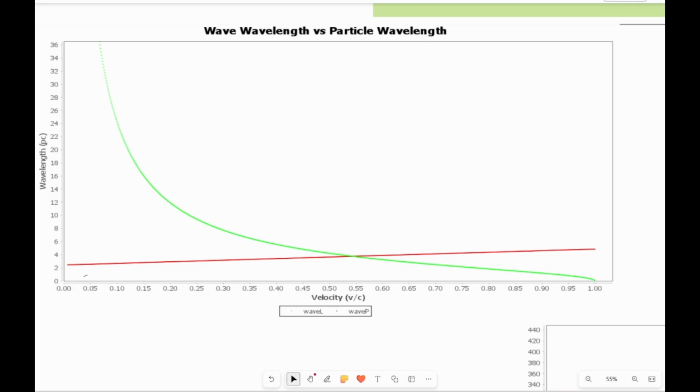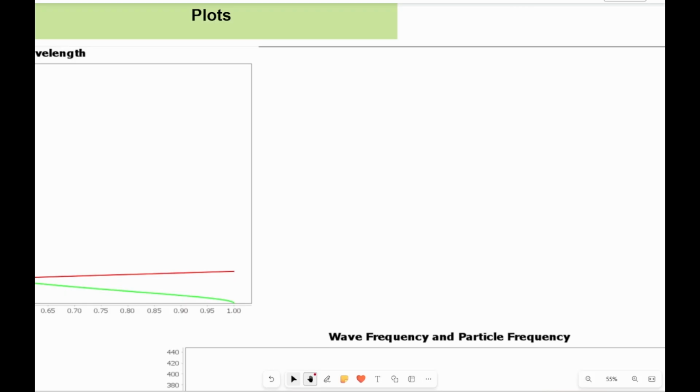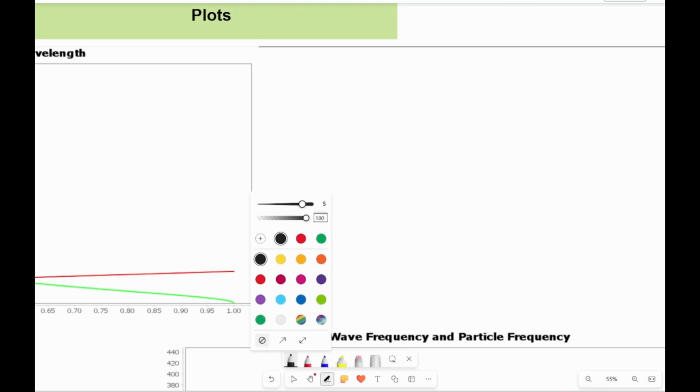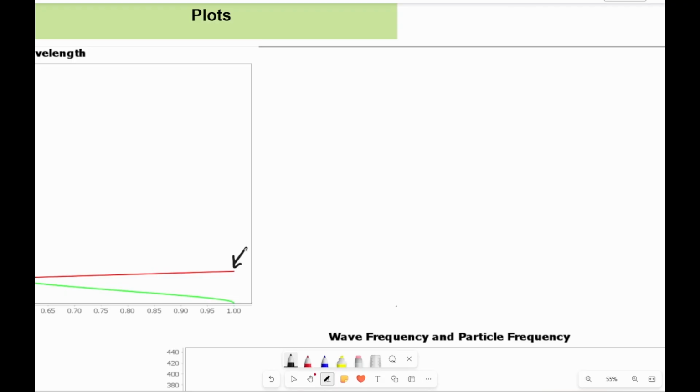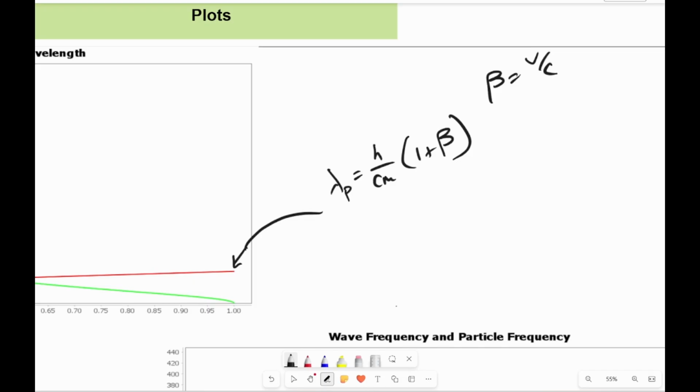So you can actually see that the wavelength of the particle has this really nice flat line, which I don't know if it means anything, but you can do the math if you want. Essentially what you get here is the wavelength of the particle simplifies to 1 plus beta. Again, beta is V over C. And so this is just a nice kind of linear curve.